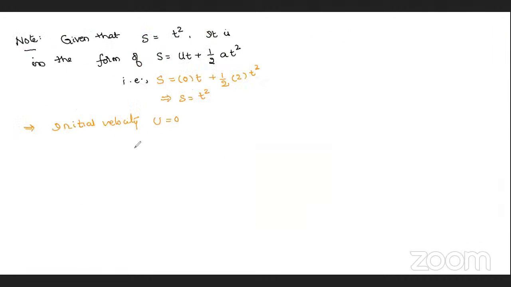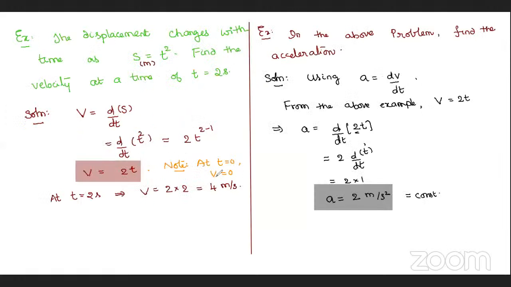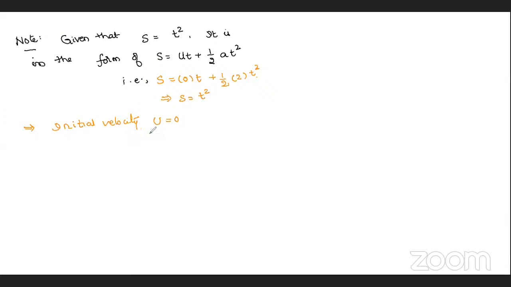I'm explaining non-uniform acceleration. Using the differentiation method, here we got a equals 2. Using that equation also we got initial velocity 0. In both the methods we got the same answer.